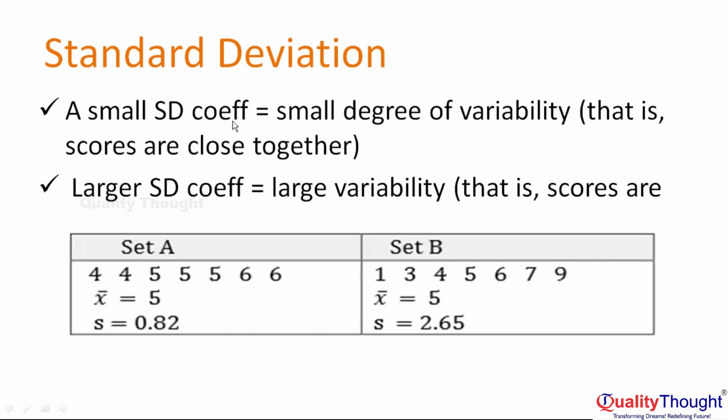A small standard deviation coefficient equals a small degree of variability. A large standard deviation coefficient means large variability. You can see A and B: 4, 4, 5, 5, 5, 6, 6, and 1, 3, 4, 5, 6, 7, 9. Here the mean of all these values becomes 5, and the mean of all these values will become 5, and hence the standard deviation is equal to 0.82.